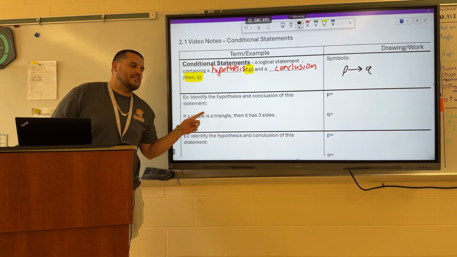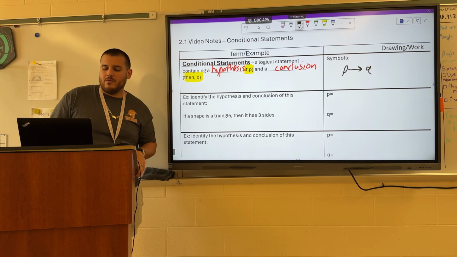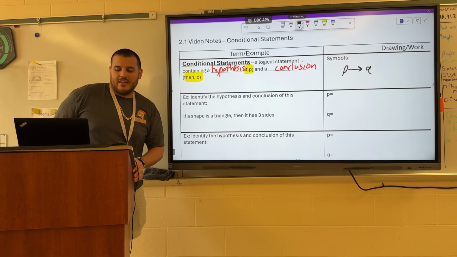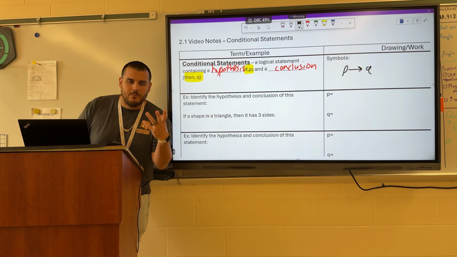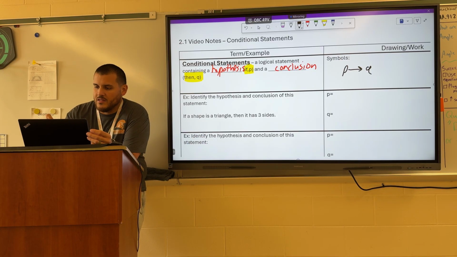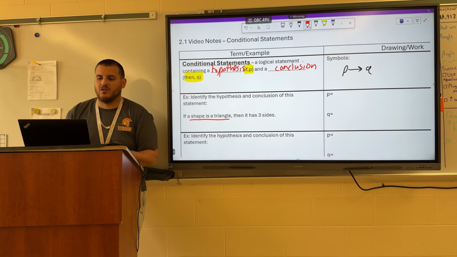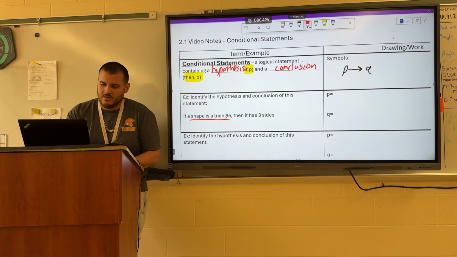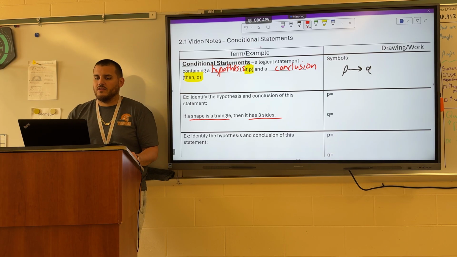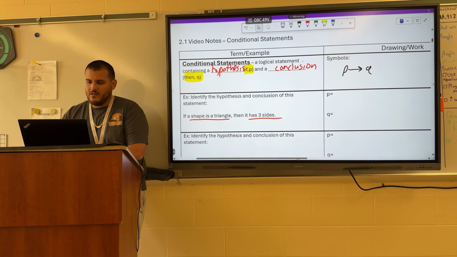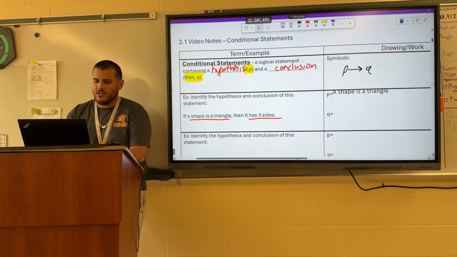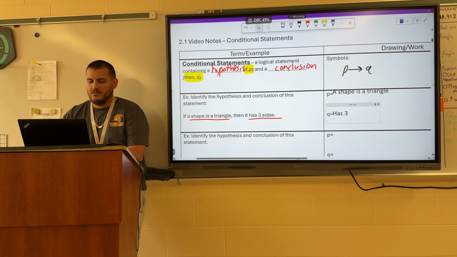In our first example, we were asked to identify the hypothesis and conclusion of a conditional statement. Let's first understand why this is a conditional statement. It's really easy because it has if and then provided. Remember, your hypothesis is typically what goes with if in the statement. So in this, that would be if a shape is a triangle. That would be your hypothesis. Your conclusion would then be the thing that follows the then. So then it has three sides, so having three sides would be the conclusion for this figure. Again, your hypothesis in this example would be a shape is a triangle, and your conclusion would be it has three sides.